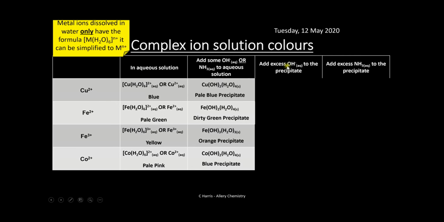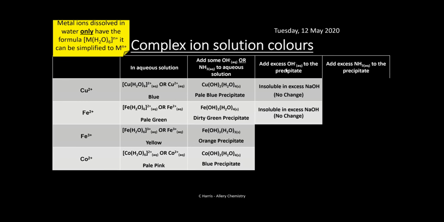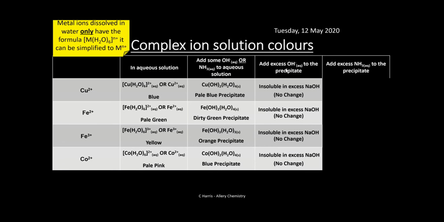Okay, so what happens if we take this blue precipitate here for the copper one, and we add an excess of hydroxide to the precipitate? What do we get? Have a think. Okay, well, this one is insoluble in excess sodium hydroxide, so actually we don't get any change at all. And what about the next one for Fe2+? Okay, so this one is also insoluble in excess sodium hydroxide, there's no change. And for Fe3+, it's also insoluble in excess sodium hydroxide, so there's no change there. And finally, for cobalt-2+, it's insoluble, so dead easy. Okay, so you don't need to worry about that.